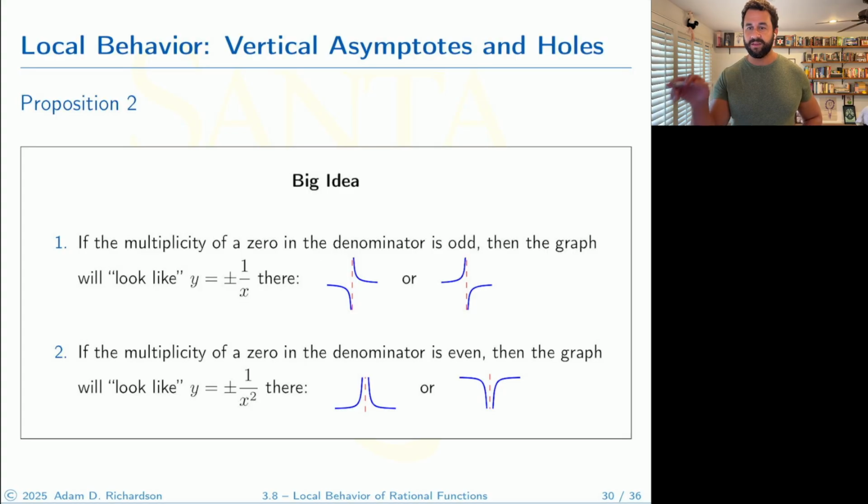If you look at the factors of the denominator and you see a multiplicity of 2 or an exponent of 8, you know that at that asymptote, the graph has got to look like 1 over x squared or negative 1 over x squared. It's got to be one of those two. All right, that's the big idea.